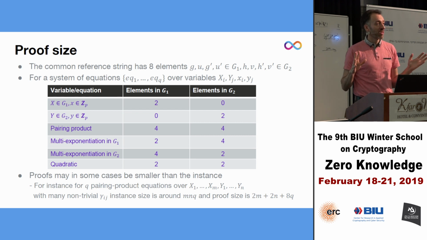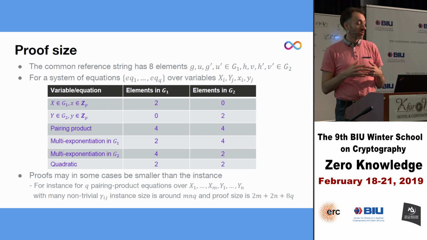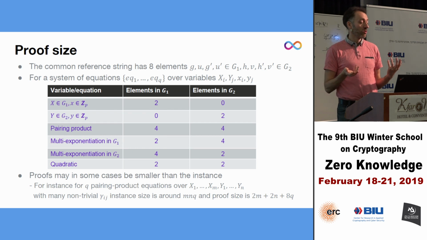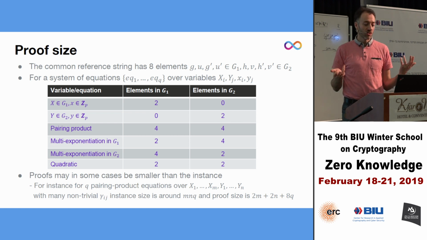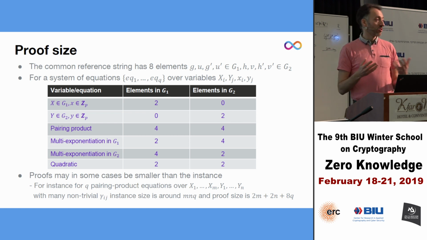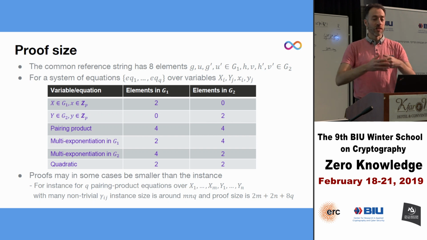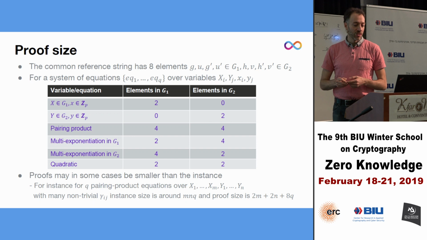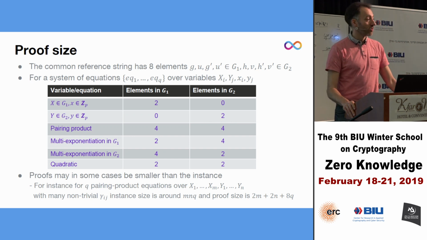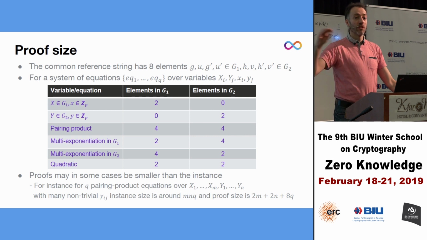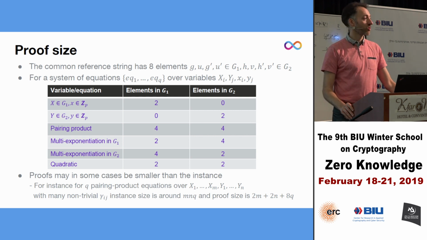In some cases, that's actually sublinear, right? Because an instance could be actually very complex to describe. There might be many non-trivial gamma y j's in the different equations. And in that case, the proof could actually be smaller than the full instance. But the proof will always be at least linear in the size of the witness because you are encrypting every part of the witness.